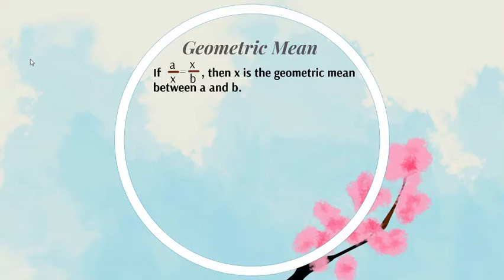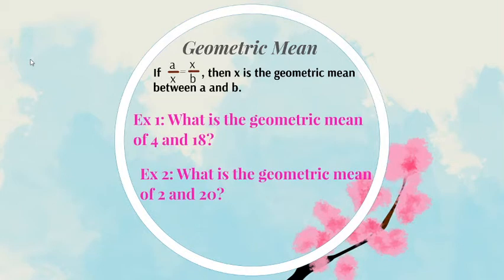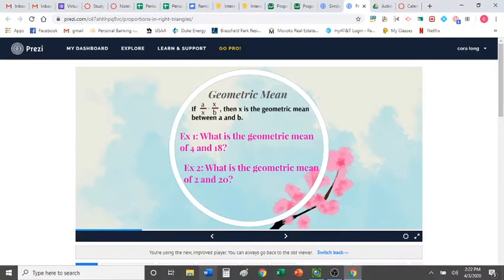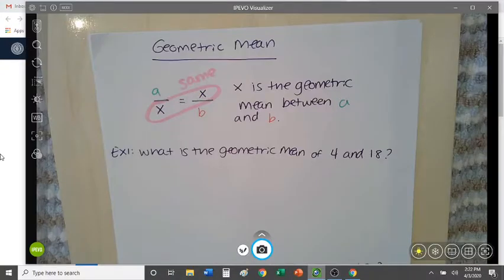Okay, so we're going to first start off by figuring out how to solve when we have a geometric mean. So in example 1 and 2, we're going to find the geometric mean between two values. In example 1, it'll be 4 and 18. And in example 2, we'll be finding the geometric mean between 2 and 20. So whenever you have a proportion that's set up like this, you are finding something called the geometric mean. Okay, so let's go over how we solve example 1.